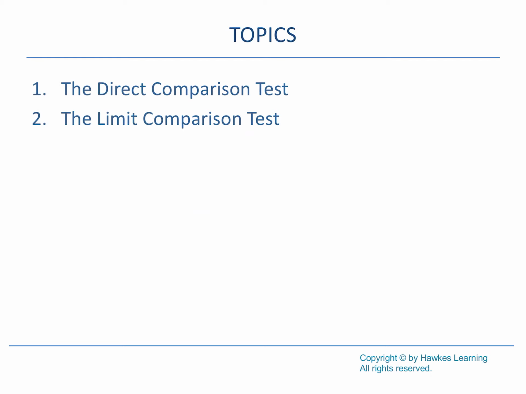All right, there are two major tests that we're going to talk about today. The first is just the direct comparison test, where we will directly compare two series based on their terms and say whether series converge or diverge. The next one is a little bit more subtle. The limit comparison test, we'll be looking at the ratio of limits of successive terms of two different sequences or two different series, comparing those along the way to make judgments, again, about convergence or divergence.